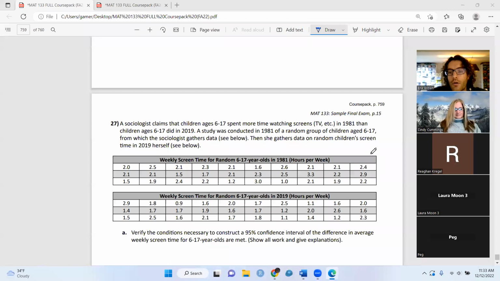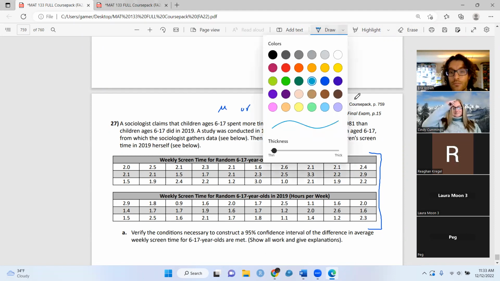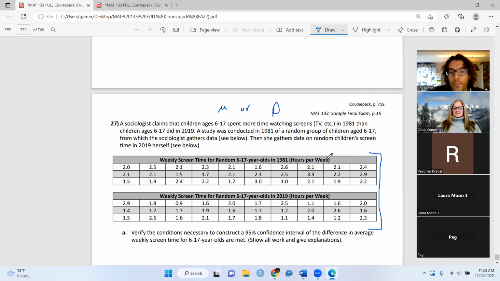Reagan, what parameter are you working with in 27? Is it one, or is that what you're asking? No, is it a mean or a proportion? It's a proportion, I think. Oh, it's the fields, weekly average screen time. Okay.